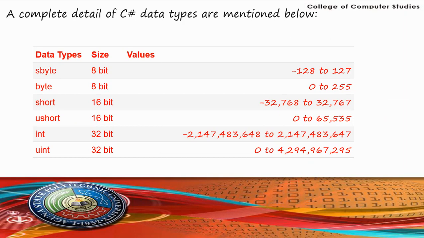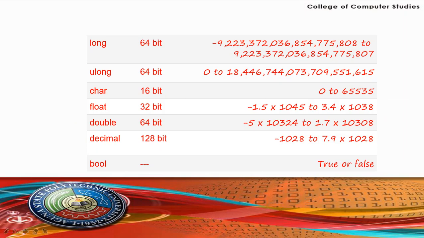So we have the sbyte, byte, short, ushort, int, uint, long, and ulong. These data types are used for whole numbers. Okay? And then we have char. Char is used for character. Float, double, and decimal are used for decimal numbers. And then the last one, bool, is used for boolean, okay, which is a true or false value. So these are examples of primitive data types or value types, right?